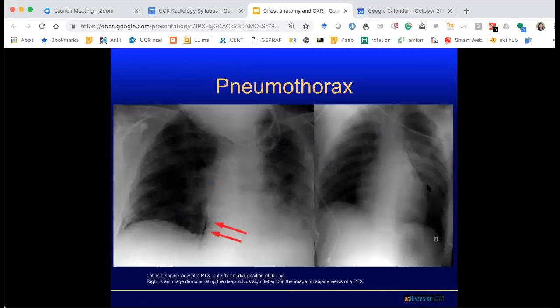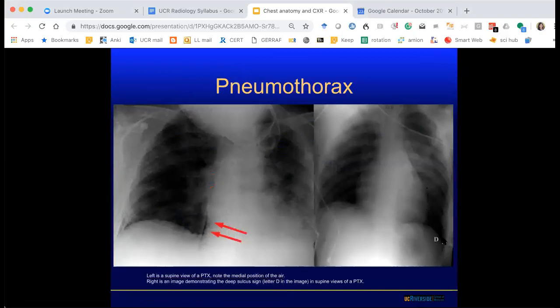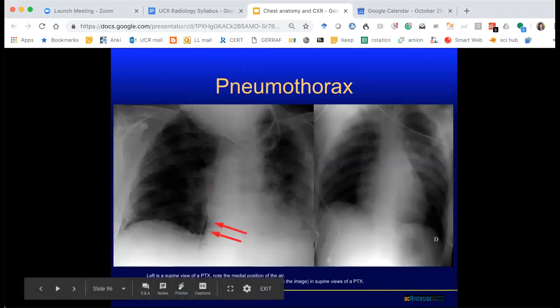Here we have, it's similar, right? The patient is supine, so the air is going to the non-dependent portion, so they call this the deep sulcus sign. Remember, the costophrenic angle should just extend here, but here it looks really deep because they're supine.